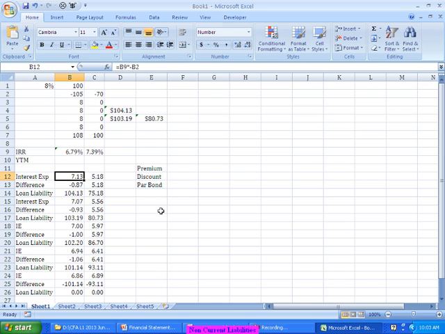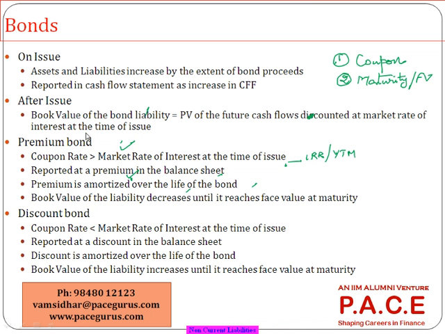value, right? Whereas in case of a 0 coupon, or where the coupon is lesser, a discount bond, you will see that the interest expense is always higher than the coupon. So the liability keeps increasing up to the face value. So on maturity, it's always equal to the face value. So the face value minus face value always becomes 0. Once the face value is paid, it becomes 0. So that is what we say, whether it is a premium bond or a discount bond.